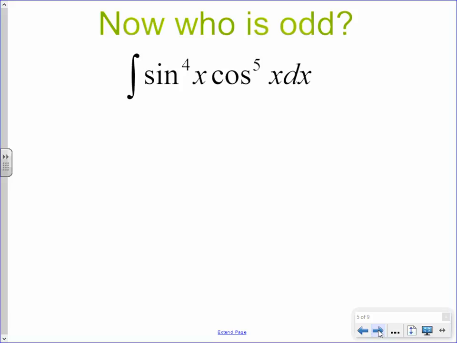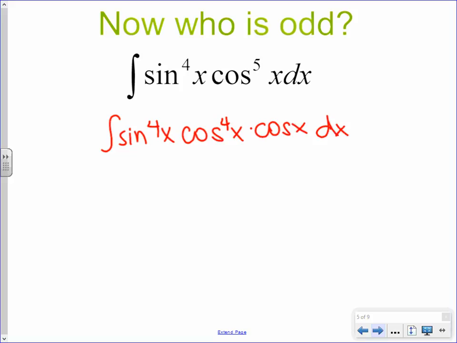Okay. Now who's the odd man out? Cosine has the odd power. And like we said earlier, if they're both odd, you can choose whichever one to change. It wouldn't matter. So all right, sine to the fourth x times cosine to the fourth x times cosine. Whoever's odd, we rewrite it so we have the power of 1 times whatever's left over.